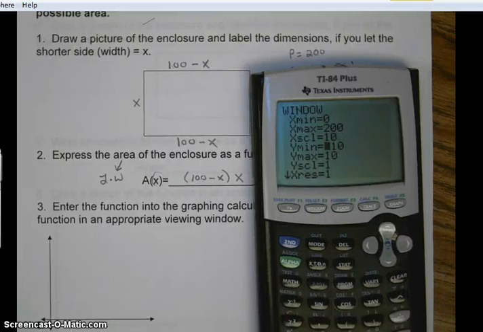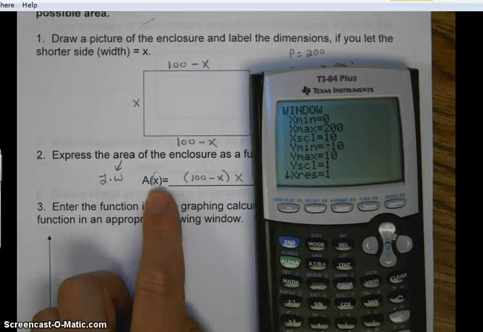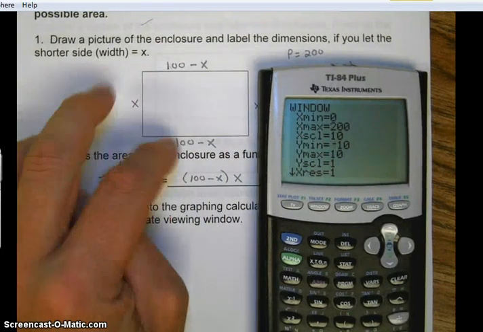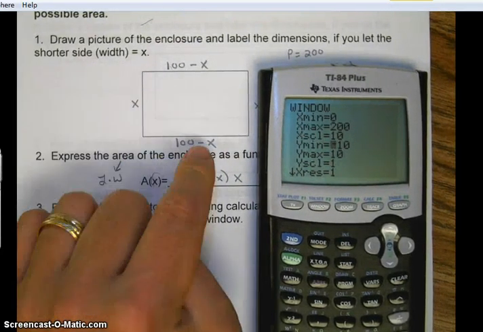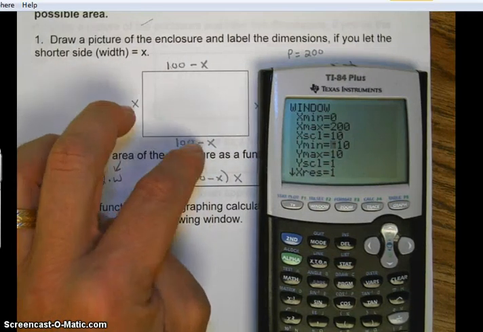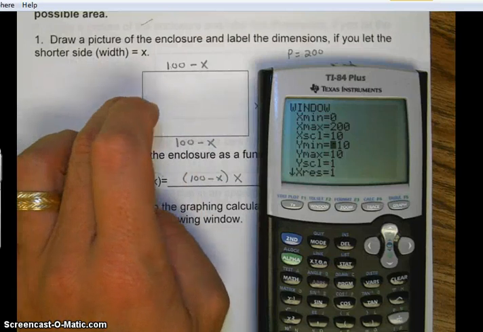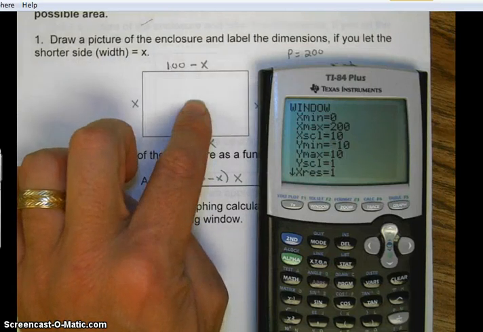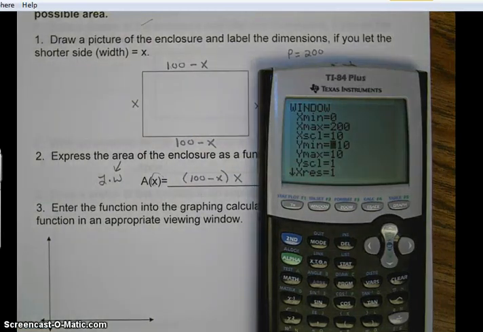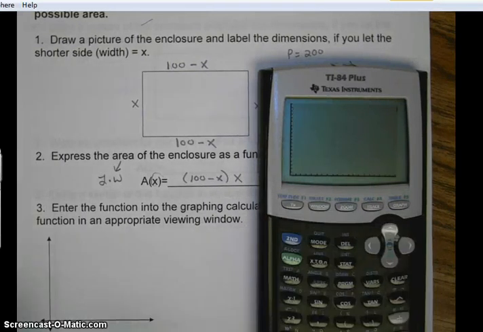Y is going to represent the area of this. If it was a perfect square, it would be something times itself that would give us 200. So that would be like the square root of 200, which is like 17. So let's go ahead with an area of 0, it can't be negative, and let's just go to 20 to see what happens.